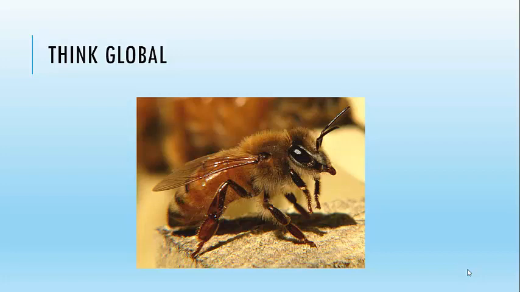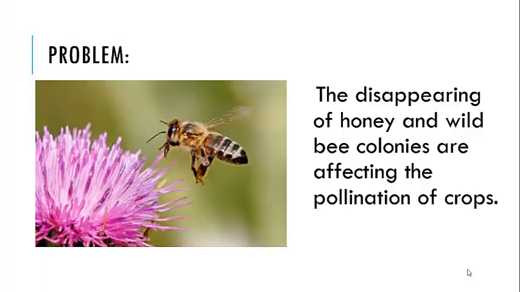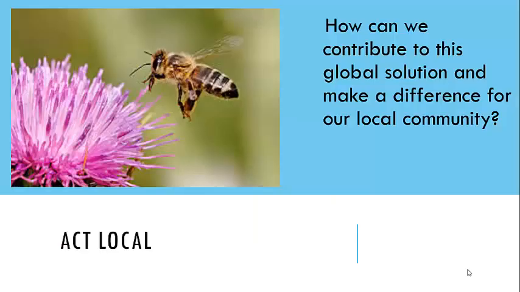So I know we are looking at the declining population of bees and their effect globally and also locally on healthy harvests. So today we're going to think global about the problem, which is the disappearing of honey and wild bee colonies affecting the pollination of crops. Not only is this a problem around the world, but also here in our community. And we're going to start to guide you and promote you to think and to act locally. So how can we contribute to this global solution and make a difference here in the local community?